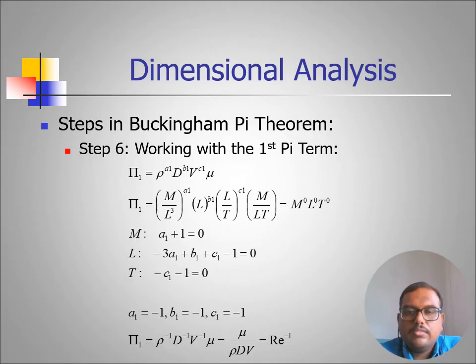the density, as we already know the dimensional form, is kg per meter cubed, M by L to the power 3, to the power a1, diameter L to the power b1, velocity L by T to the power c1, dynamic viscosity M by L T. So here we are equating the powers on both sides. For M we get the equation a1 plus 1 equal to 0. For L we get minus 3a1 plus b1 plus c1 minus 1, which is equal to 0. Then we equate for T.